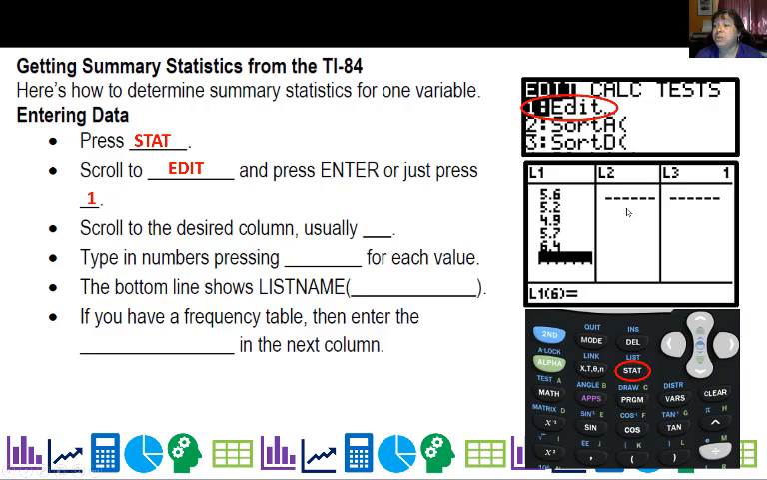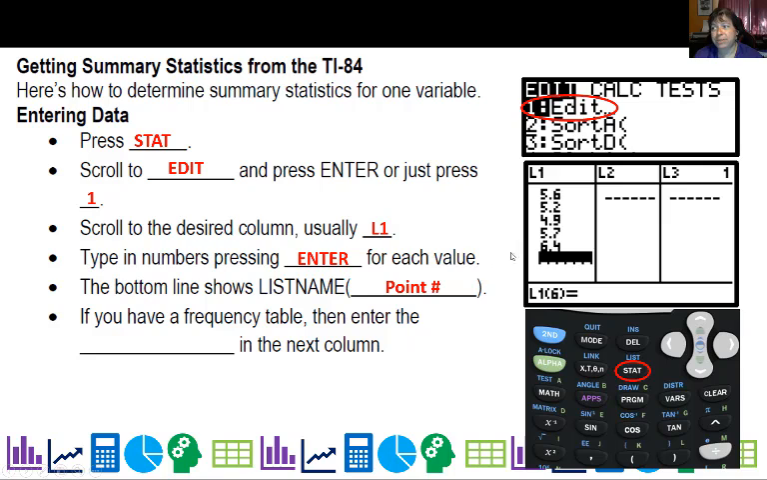You scroll to your desired column. It's usually going to be list 1 to keep things simple. And then you type in your numbers, pressing Enter after each one. On that bottom line there, you're going to see list name, which is L1, and then this tells you what point number. Since I have all the data points entered above this, if I added another data point, it would be the 6th data point.